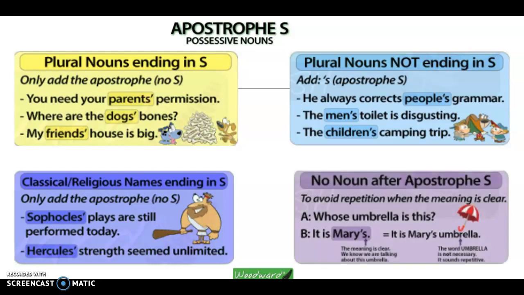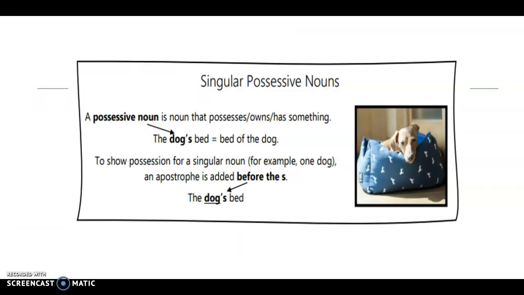No noun after the apostrophe. It is the case of Mary's. Okay, when we talk about something and then we refer to the same thing, it is not necessary to repeat the noun. So in this case, instead of saying Mary's umbrella, I can say Mary's. So in this case, I use the apostrophe. Okay, so now let's start taking our homework.